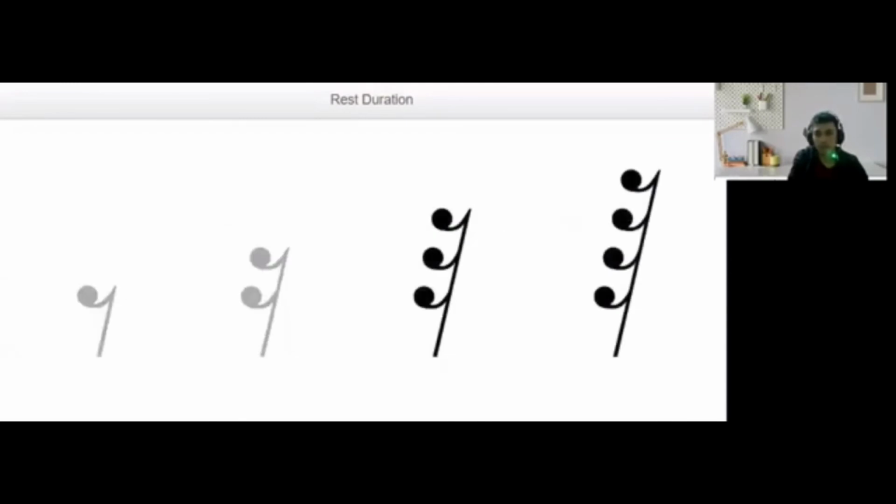Although it is very rare to see them, rest symbols with three or more flags can be used in music.